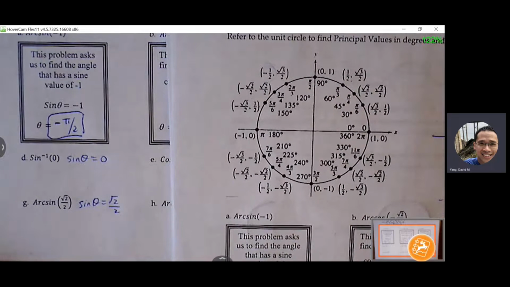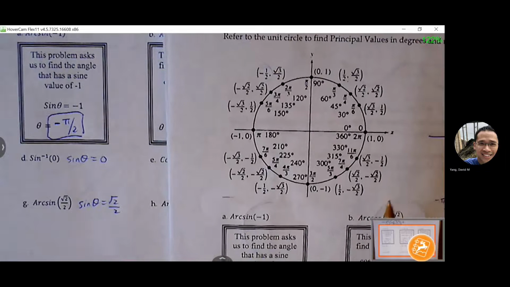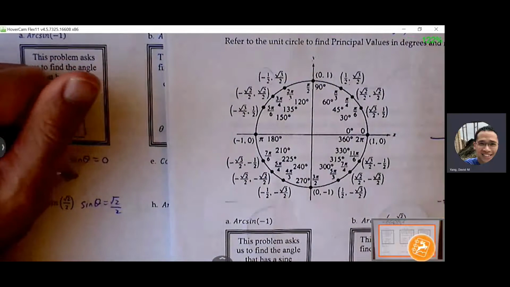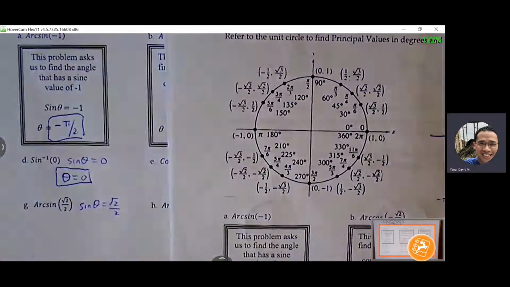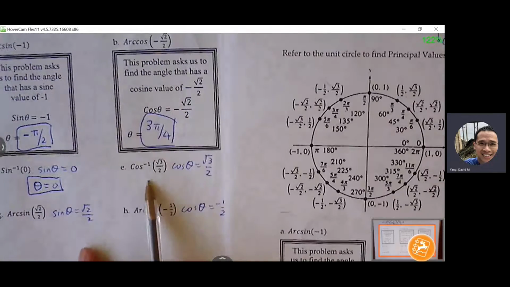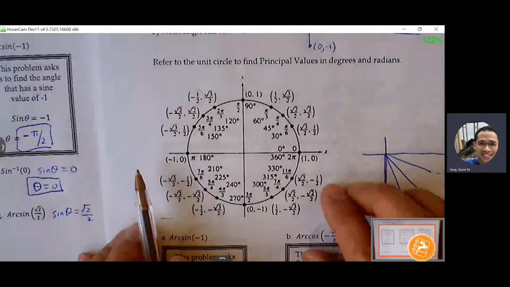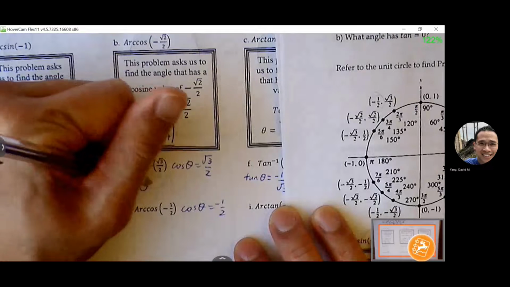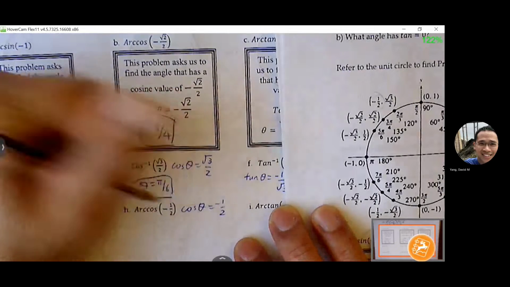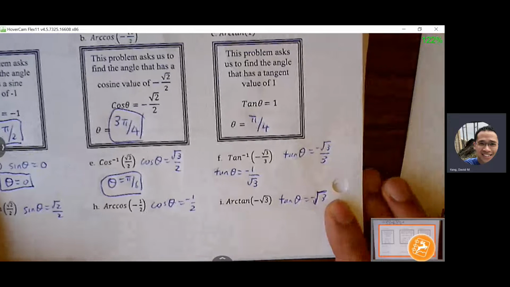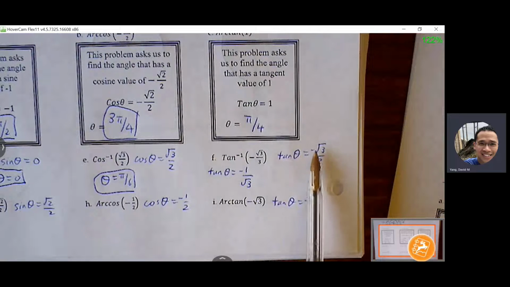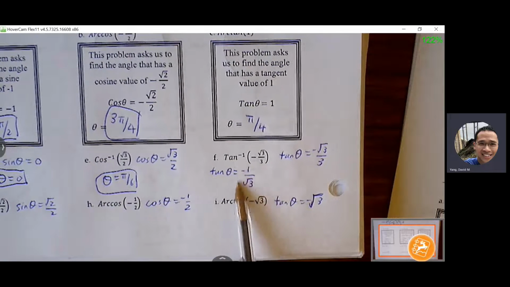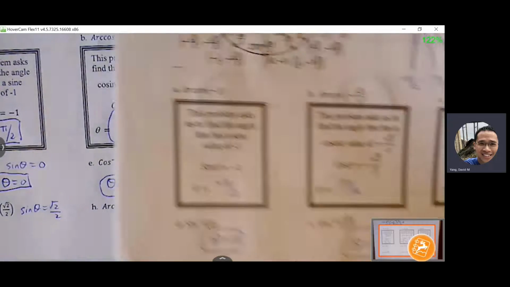Okay. Part D, when is sine equal to 0? Part E, when is cosine equal to √3/2? Part F, when is tangent equal to -√3/3? Now, this is in rationalized form, so this is the same thing as -1/√3. Maybe that's easier to pick out. Where's tangent equal to -1/√3?